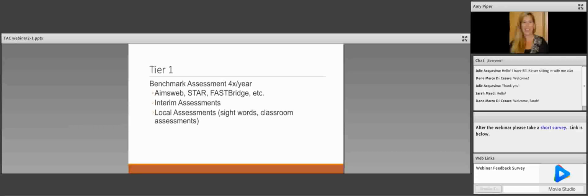We use AIMSweb. We have used STAR in the past. I know many schools have been very pleased with FastBridge. DIBELS has been used in the past. A lot of those standardized CBM-based assessments are recommended to be done 3 times a year, typically right within a week or 2 when students start school, mid-year, and then again at the end of the year to note progress.